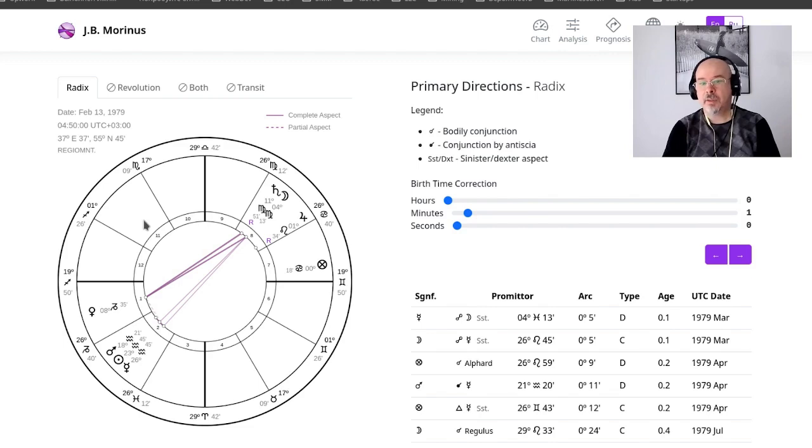The first event I considered was the birth of her son in November 2003. Let's examine the chart. Which two planets would we like to connect in the primary direction to reveal the birth of the son? There are no planets inside the fifth house, but there is the ruler of the fifth house, Venus. In this chart, Venus represents the son.